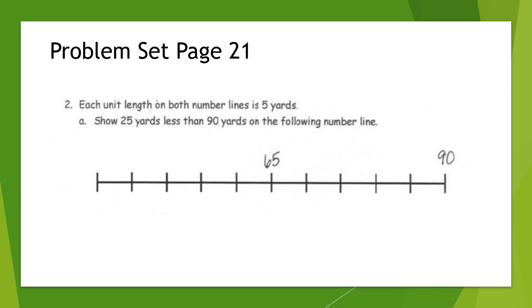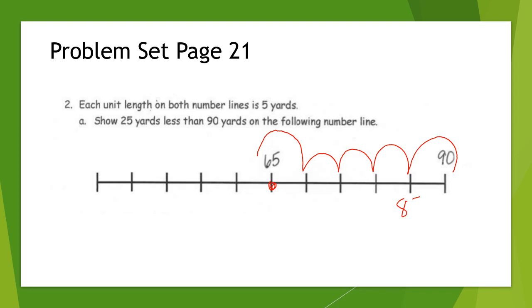Number 2, each unit length on both number lines is 5. So we are counting down by 5s. We're counting down because of the word less. Show 25 yards less than 90 yards on the following number line. We started on the other end for 95, and we count down by 5s, and we have to count down to 25. 5, 10, 15, 20, 25. We stopped here, and we have to go through and figure out what the endpoint is.